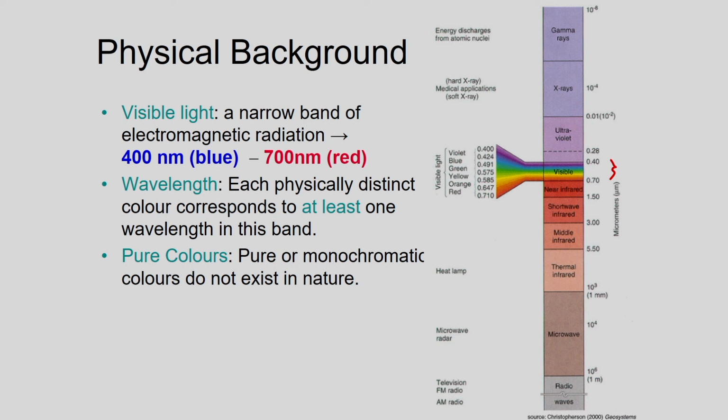The particular color corresponds to at least one wavelength in this band. So suppose I consider the blue color; I have to consider the wavelength corresponding to the blue color. And one important point is that pure or monochromatic colors do not exist in nature. It is very difficult to get pure colors corresponding to only a particular wavelength. That is very difficult to get.